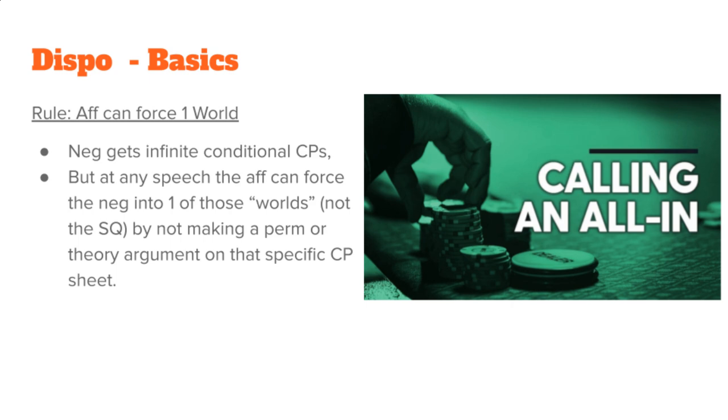And the way I do it is by, on that one sheet of paper, not making a perm or theory argument. And so if I just make either solvency arguments, this adds to the counterplan k-alt, make an impact term, the net benefit, I could do some sort of substantive answer to the argument only. And I say it's theoretically legit and I'm not going to perm it. Every other world goes away and it's sort of like I've called poker all in. This is it. Let's have this debate.